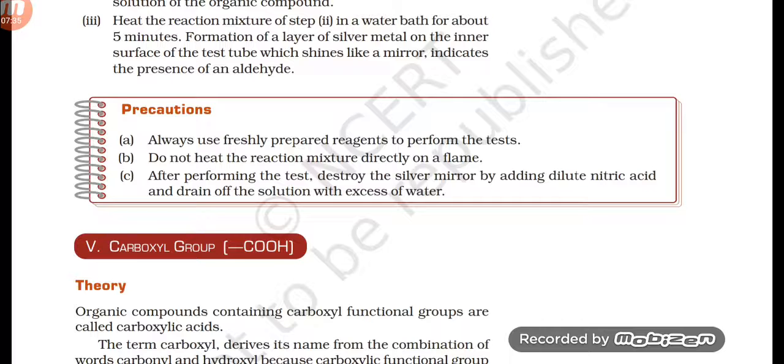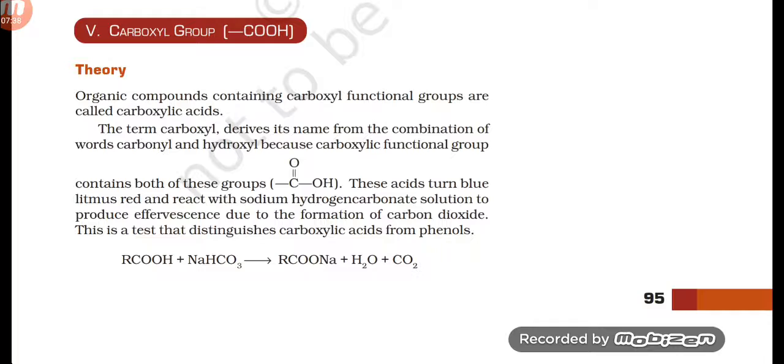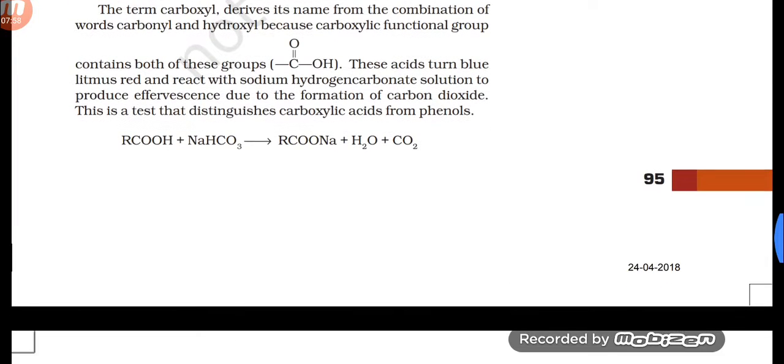Next test is carboxyl group test. So what is the theory? Organic compounds which are containing carboxyl functional groups are called carboxylic acids. The term carboxyl derives its name from the combination of words carbonyl and hydroxyl because carboxylic functional group contains both of these groups, which are carbonyl as well as hydroxyl. So these acids turn blue litmus red and react with sodium hydrogen carbonate solution to produce effervescence due to the formation of carbon dioxide, and this is a test that distinguishes carboxylic acids from phenols.